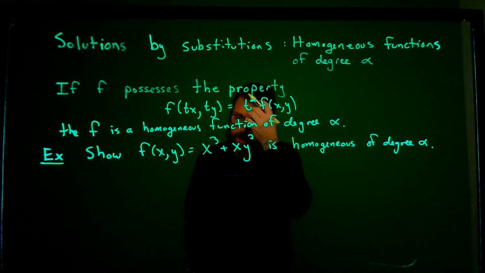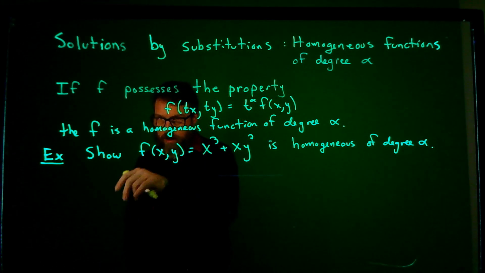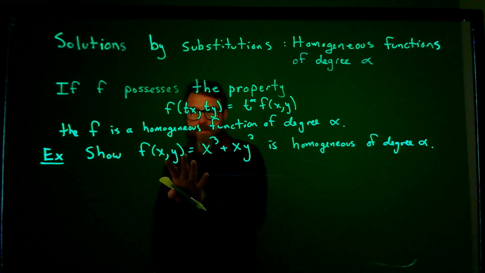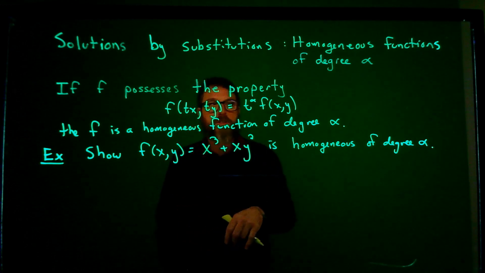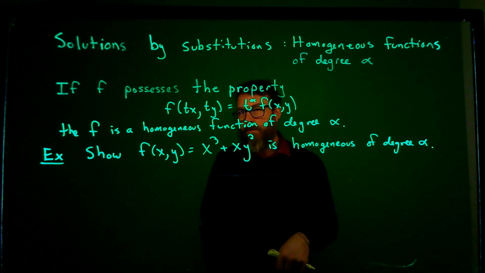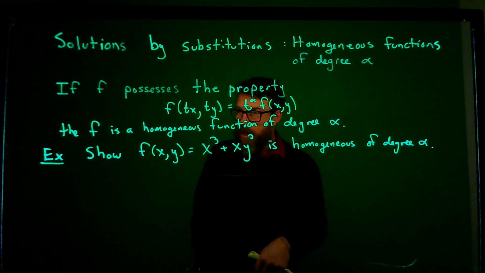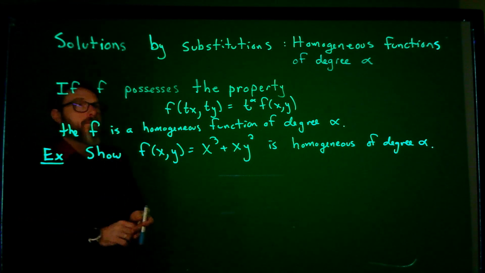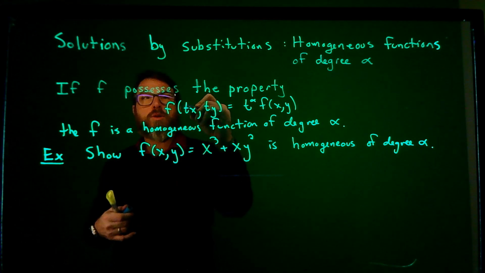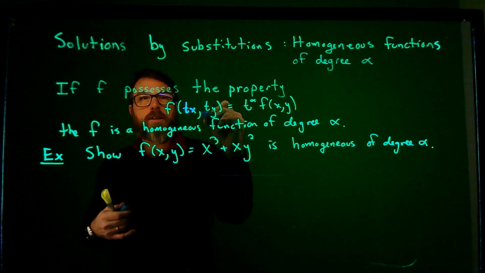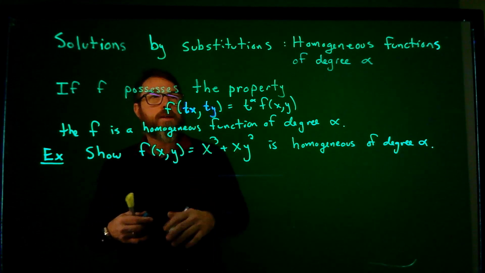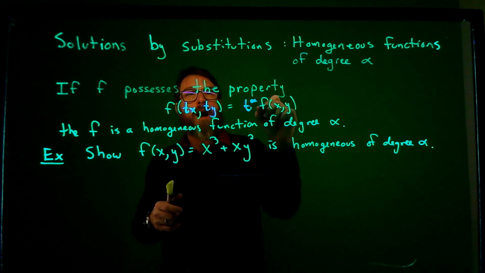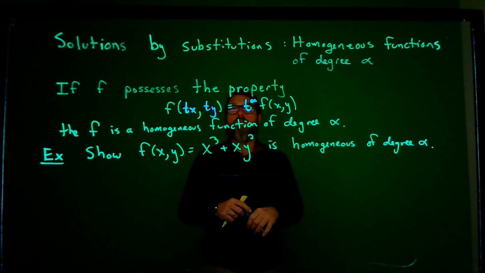So what we have is a function that has multiple inputs, and I want to verify that this function right here is homogeneous of some degree alpha, and we'll figure out what alpha is in a moment. In order to do that, I need to substitute in tx and also ty. So I need to evaluate this function here. And then if I'm able to pull out some t to a power, then that power is the degree.